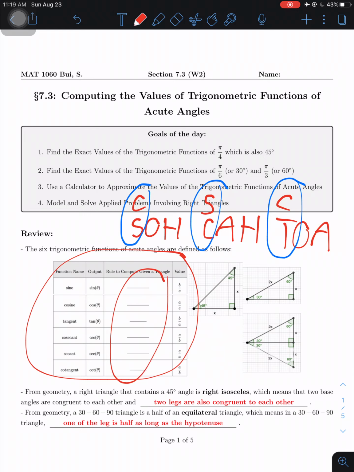And now, before we get to the two special triangles, let me review a little bit about the 45, or should I say the isosceles triangle. And the other special triangle is also the equilateral triangle. We have two of them, right? These two are for equilateral triangles.